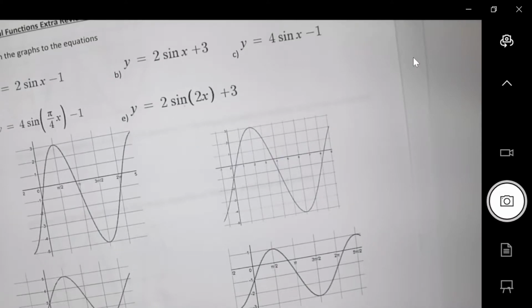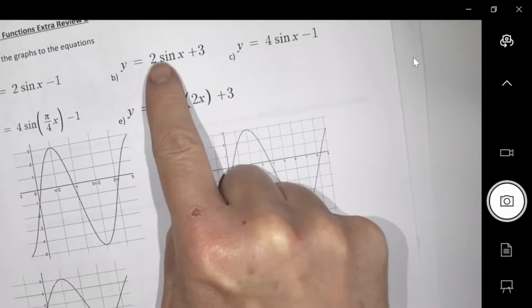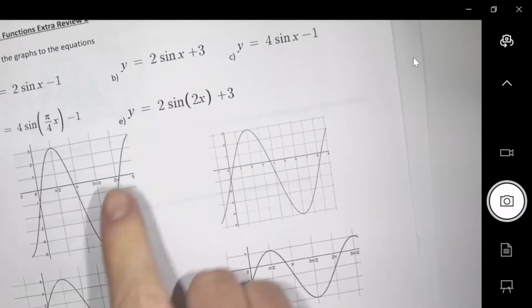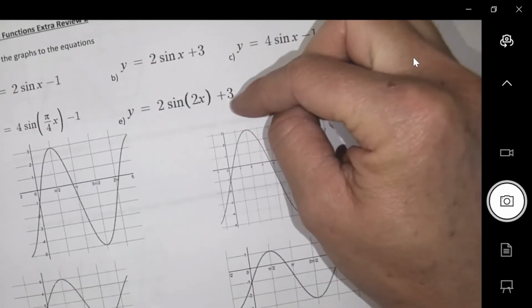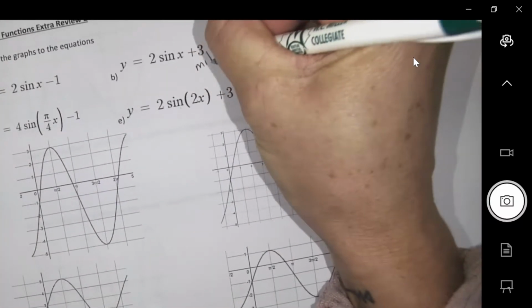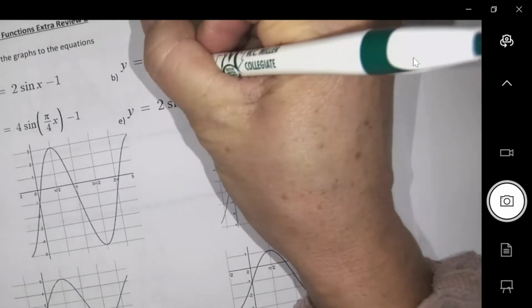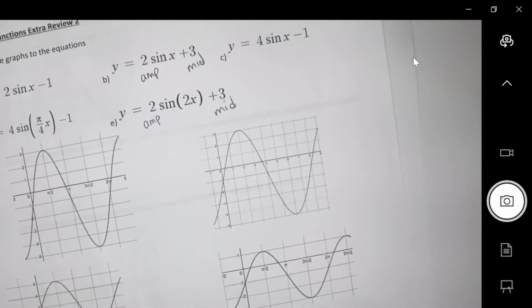Okay, let's look for B and E, because they're both +3, amplitude of 2. Where do you see a +3 midline? Which 2 graphs are our options here? I need a +3 midline. I need a midline at 3, and then an amplitude of 2. Which 2 graphs could I pick from on those?